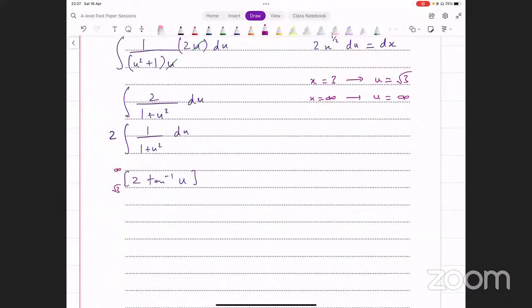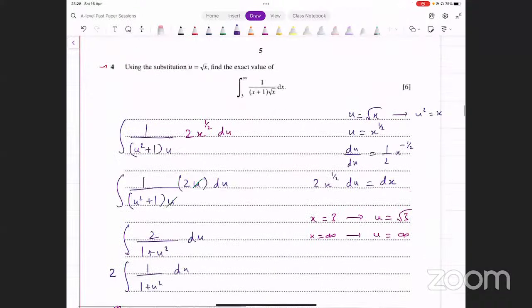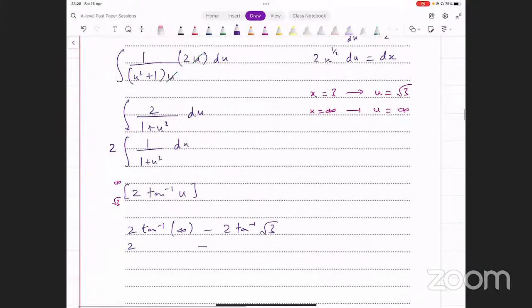Now, what do we get from this? हमारे पास क्या आ गया यहाँ पे? 2 into tan inverse of infinity minus 2 into tan inverse of square root of 3. This is what we end up getting. अब क्या करें? Tan inverse of infinity. What's that? Let's hold that for a moment. Tan inverse of square root of 3 find कर लेते हैं.